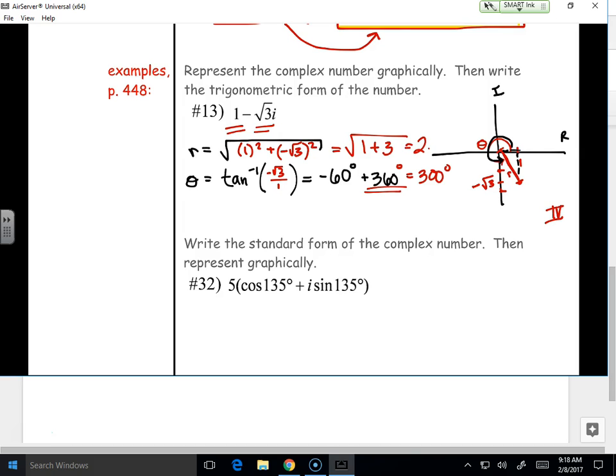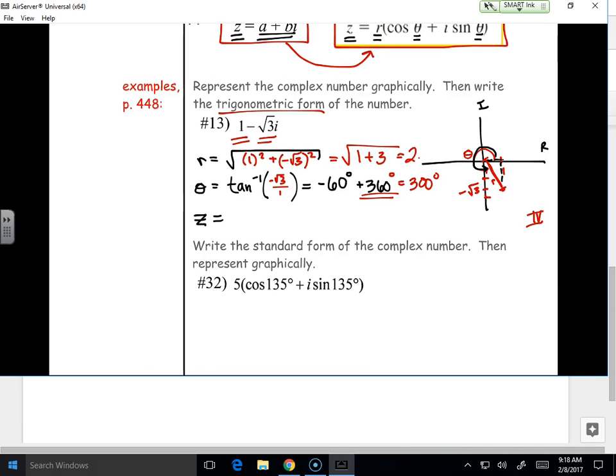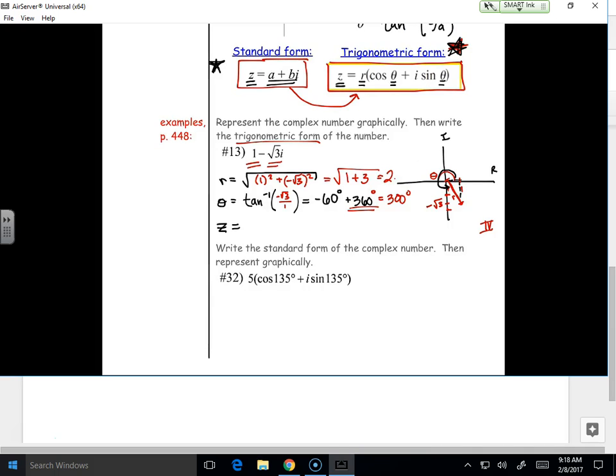Now, we are supposed to write it in the trig form. Don't we have a trig form up above to plug into? Z is equal to, okay, check out the form. Let me zoom out a little bit so you can see. Plug it in: 2. R is 2. Cosine of 300, plus I sine of 300.